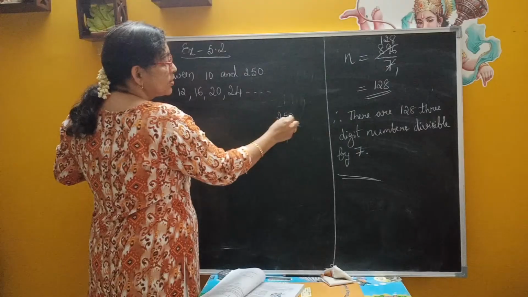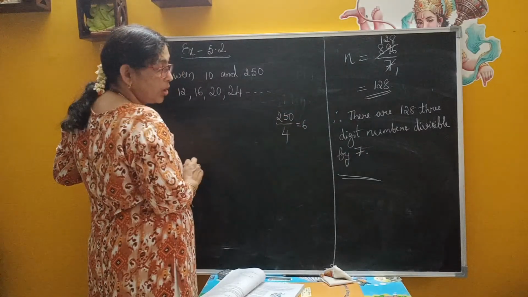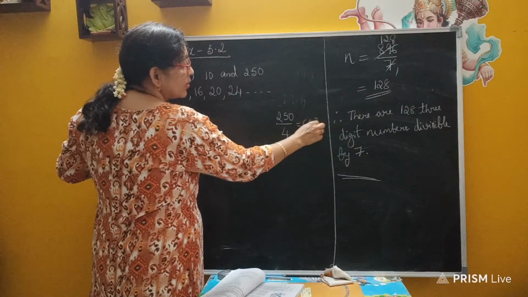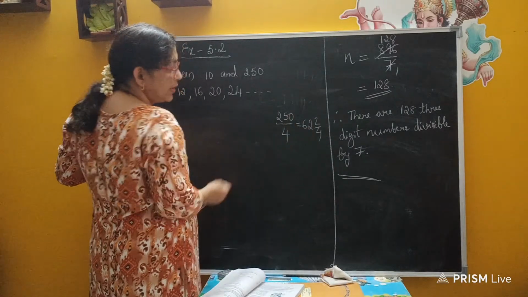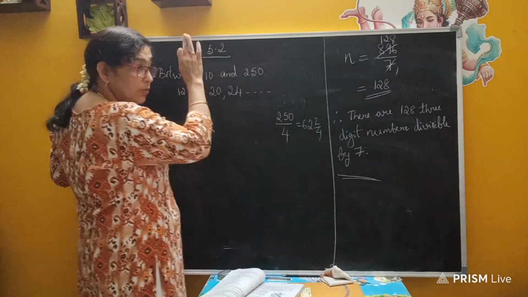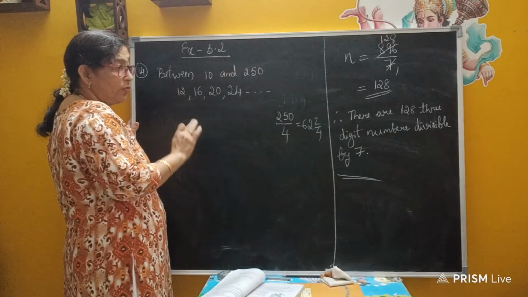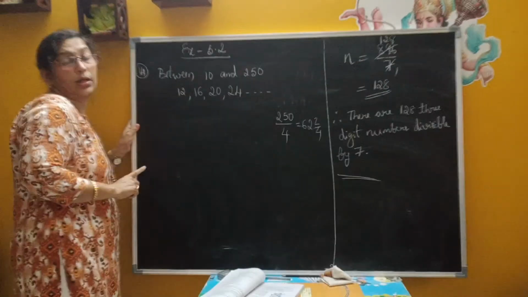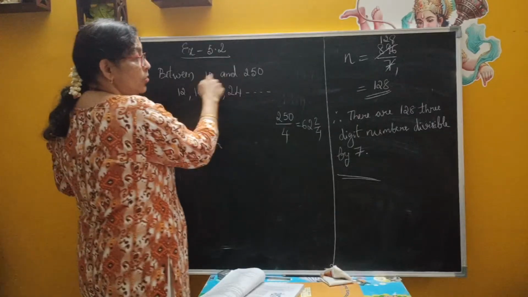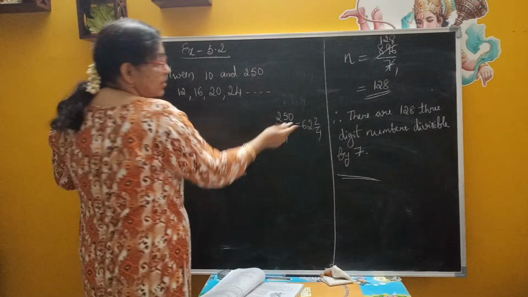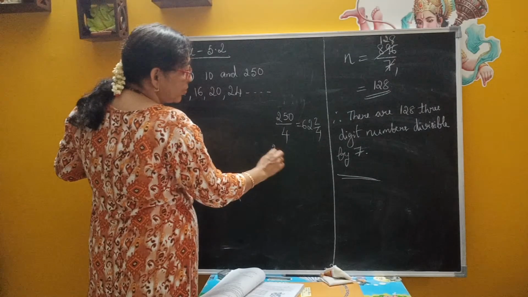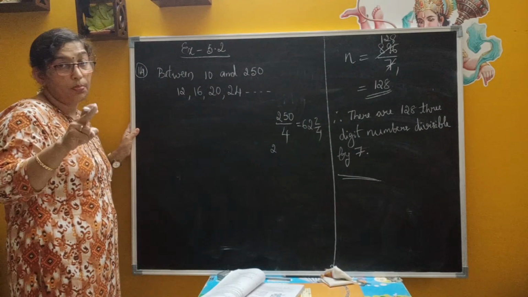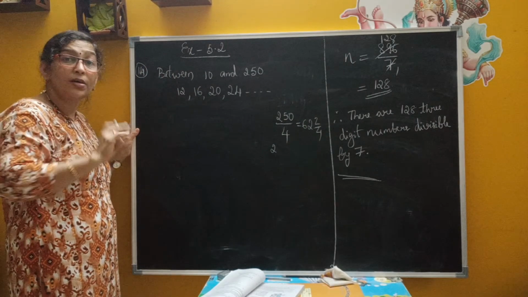4 6s are 24. 10 remains. 4 2s are 8. 2 by 4, it is not divisible. Anyway, even if it is, we cannot consider it. 250, even if 4 divides it, in this question we cannot consider it because it is in between. Next, which is the number less than 249 and possible? 249 is an odd number. In the 4 ones table there is no odd number.